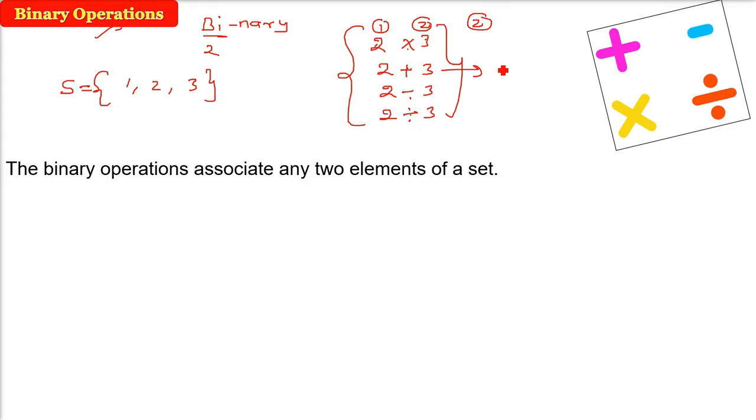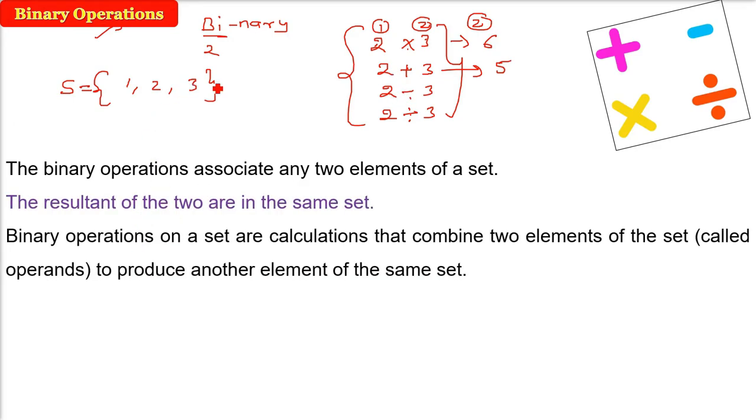So what do you get? 2 into 3 is 6, and 2 plus 3 is 5. But this 6 and 5 is not in this set. So this is not a binary operation. Because for the binary operation to hold, the resultant value of the operation should be inside that set only. That is, you take two operands from the set, and now the operated value should be in this set.